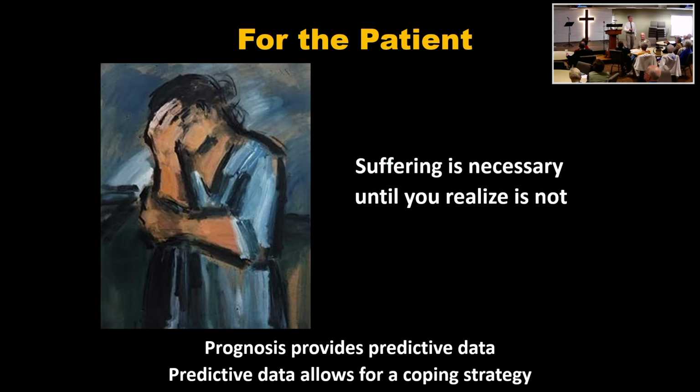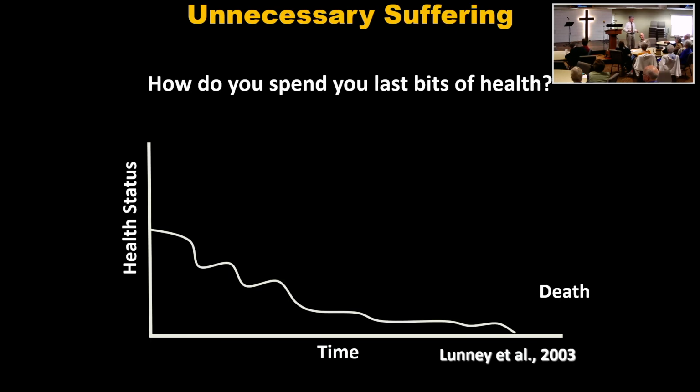They will continue to put up with necessary suffering as long as they realize it's okay. But once they realize the necessary suffering becomes unnecessary, and how do they know that? I give them a prognosis. You're not going to live 2 weeks. We've got to stop this. Predictive data allows them to develop a coping strategy. Telling people what to expect develops a coping strategy.